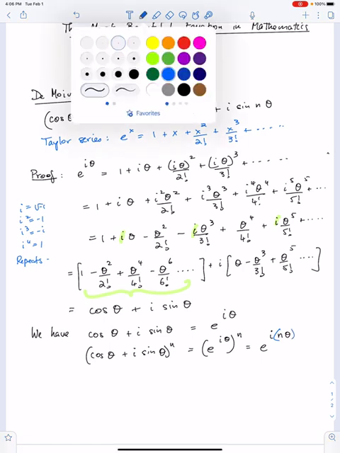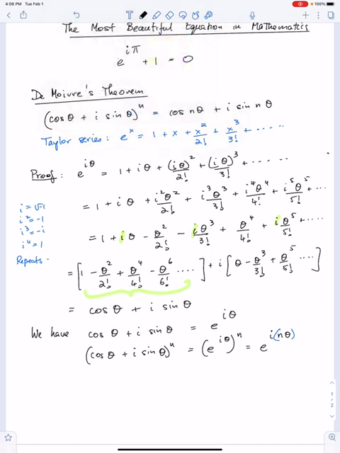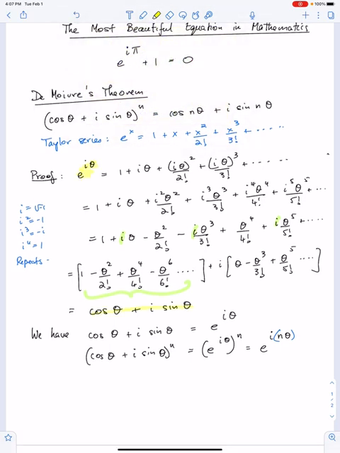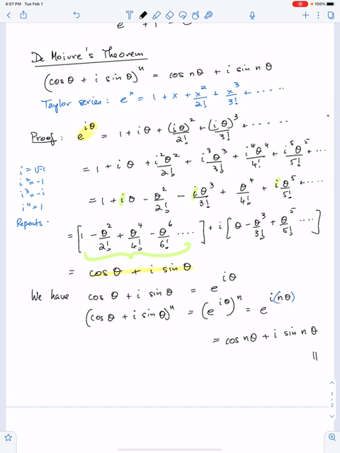So using de Moivre's again, not de Moivre's, this portion here, let's use a different color, using what we just proved, that e to the i theta is equal to cosine theta plus i sine theta, we will get cosine n theta plus i sine n theta. And that's the proof of de Moivre's theorem.